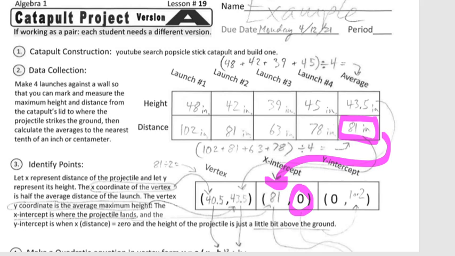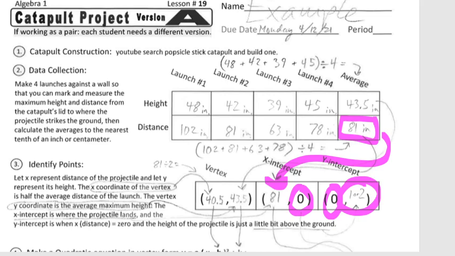And then the y-intercept, that is where x equals 0. So the distance is nothing. We haven't shot that out of the catapult yet. So the projectile is not sitting on the ground. That's why it says 1 or 2 right here. You'll just imagine how far above the ground your projectile is when it's sitting in the catapult, and that will be the y coordinate of your y-intercept.